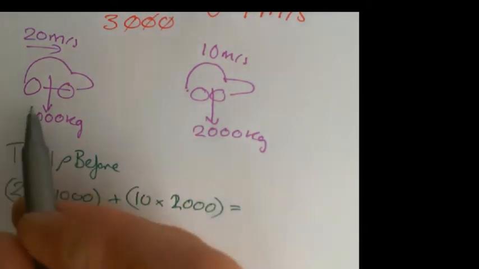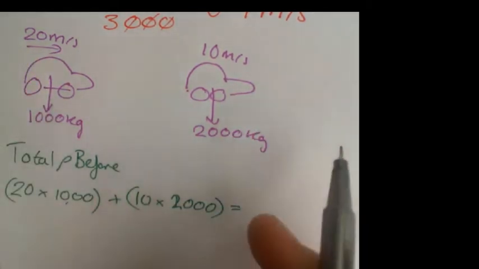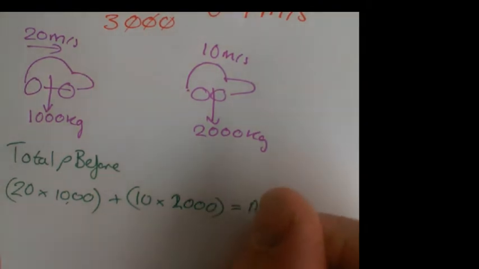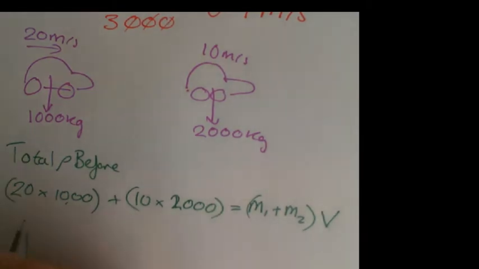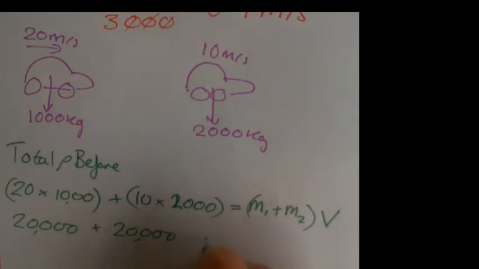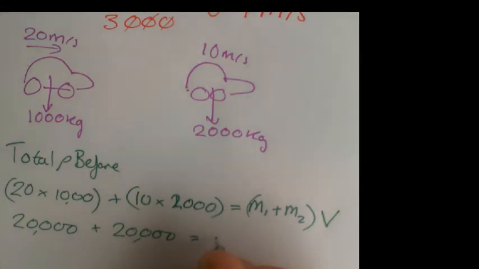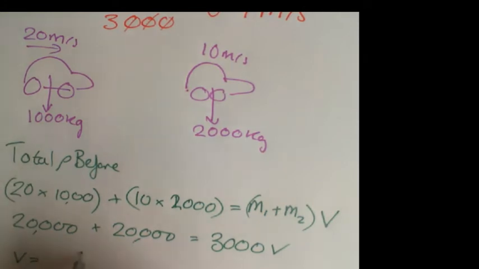And then when this one goes into the back of this one, they're going to go off together again. So I know that it's going to be mass 1 add mass 2, because they've joined their masses together, and they're both going to be going off at the same velocity, and that's my final velocity, which I'm going to try and work out. Okay, so put the numbers in. I'm going to get 20,000 add 20,000 equals 3,000 V, which means that V is going to equal 40,000 all divided by 3,000.